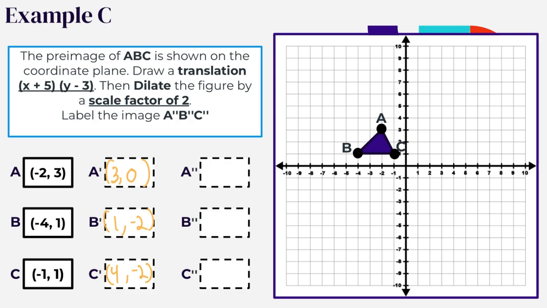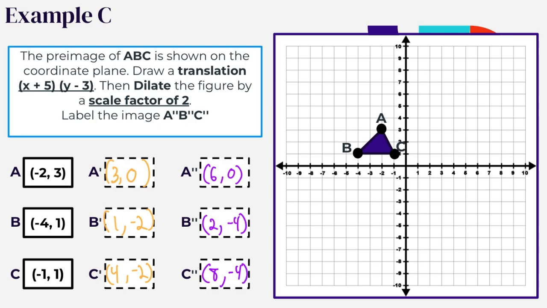So 3 times 2 is going to give me 6. 0 times 2 is 0. 1 times 2 is going to be 2. Negative 2 times 2 is going to be negative 4. 4 times 2 is going to be 8. Negative 2 times 2 is going to be negative 4.